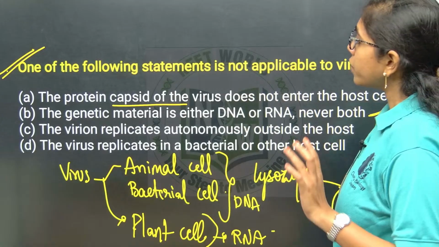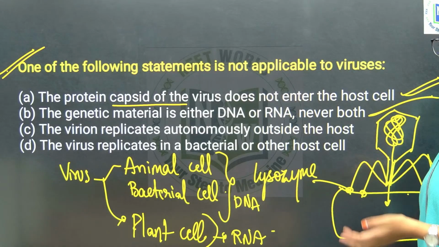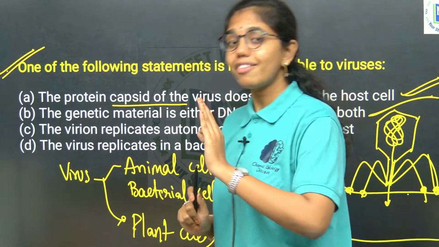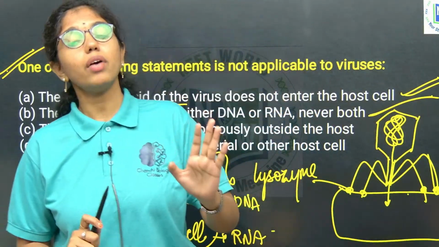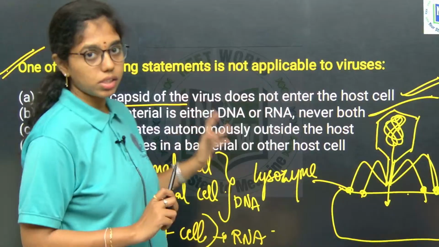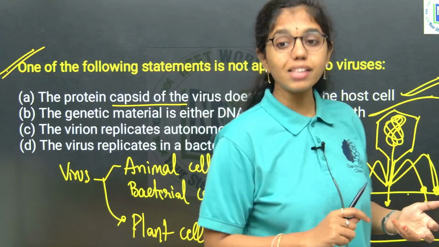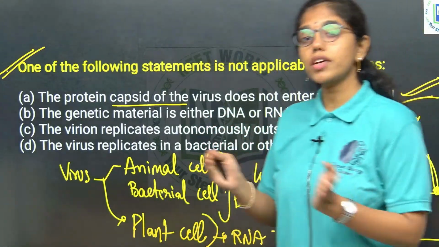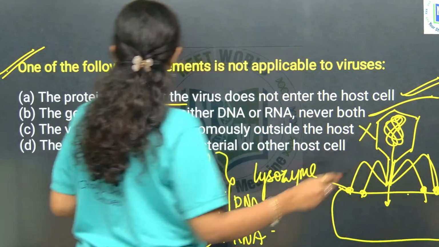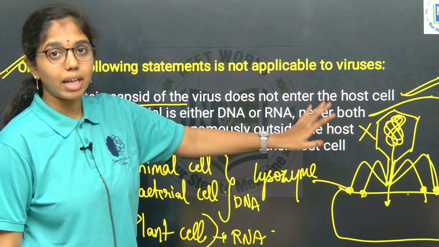Next, you see, the virion replicates autonomously outside the host. Okay, the singular form of virus is virion. Virion will never replicate outside the host cell. Without a host cell, virus cannot replicate its genetic material or it cannot replicate itself. That is why viruses are not said to be living cells; rather they are termed as nucleoprotein structures or infectious agents or living entities. Okay, so this is wrong. The virion replicates autonomously outside the host cell, it cannot replicate without the help of a host cell.